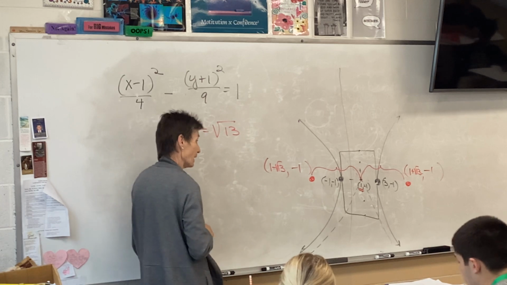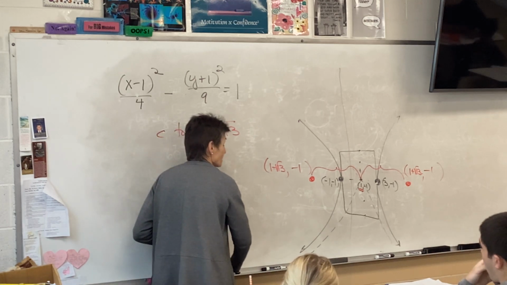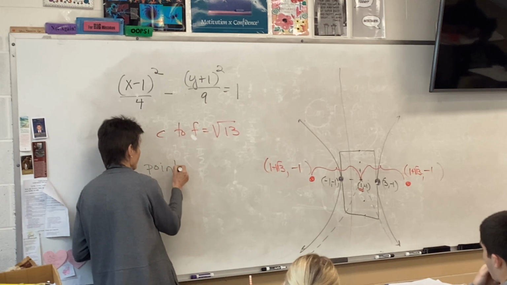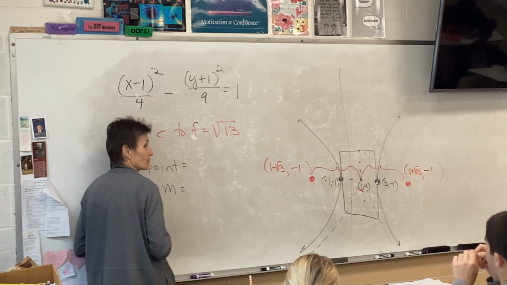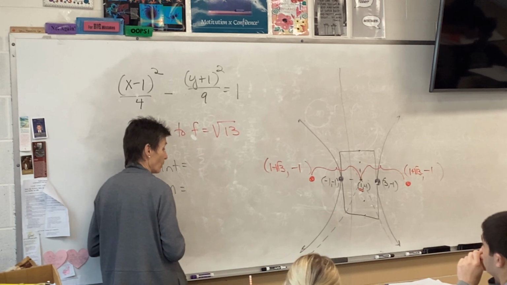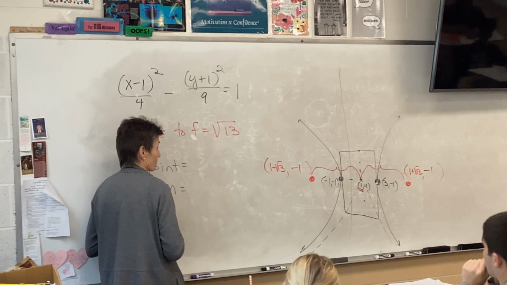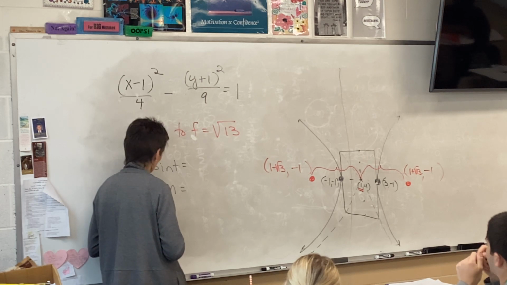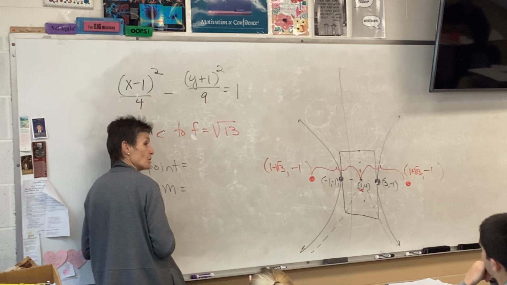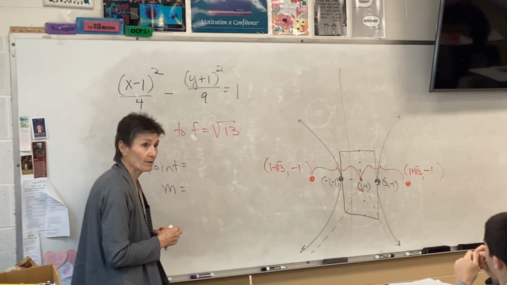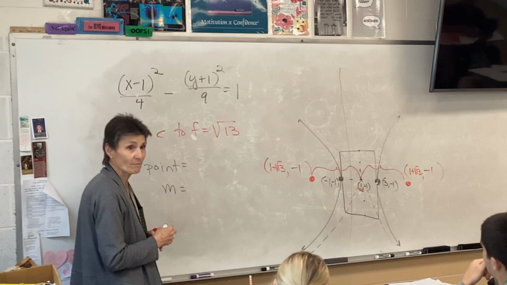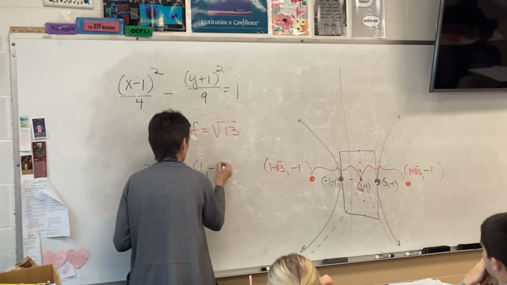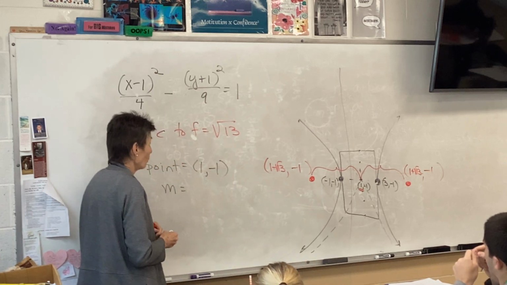Now, the only thing left, I think, is the equations of the asymptotes. So they are lines. I need a point, and I need a slope. What point did we say we were going to always use yesterday? The origin. Well, you use the origin if the origin is the center. But you use the center, whatever the center is. So in this case, the center is 1, negative 1. So that's my point.